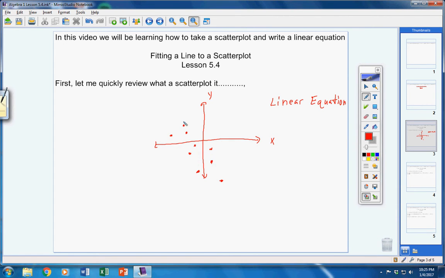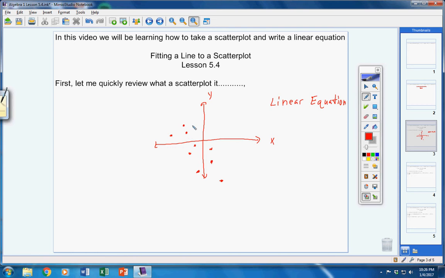Okay, sorry students, I had to pause the video. I'm not sure exactly where I was, but a scatter plot is when you have a bunch of ordered pairs like this given to you on a coordinate plane, okay? And so these scatter plots can represent data from a business or information or whatever, okay? Now, so that's what a scatter plot is.